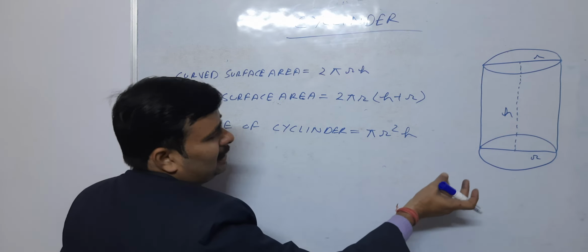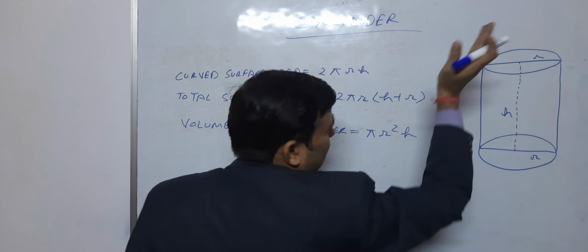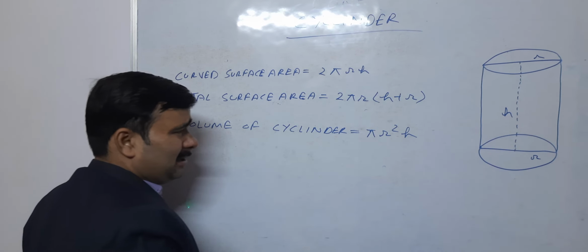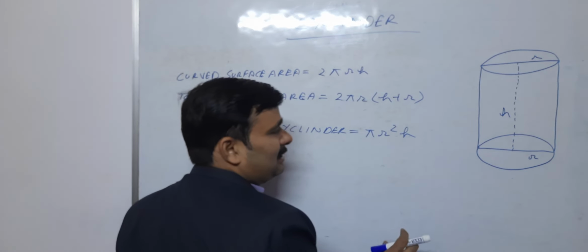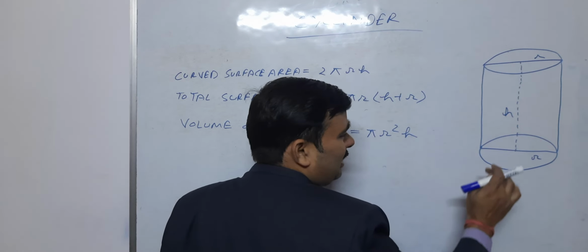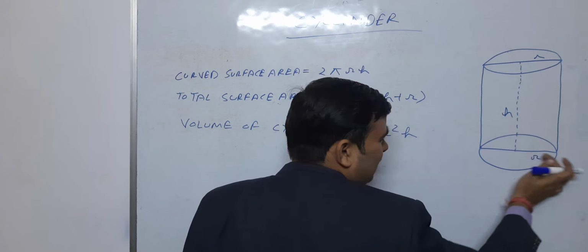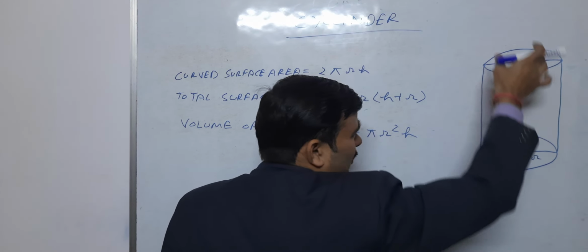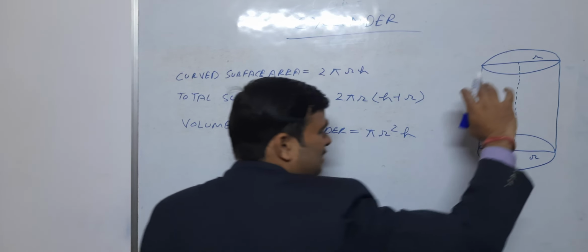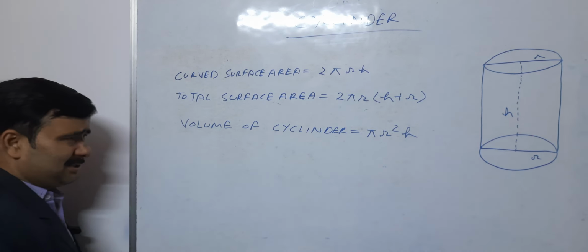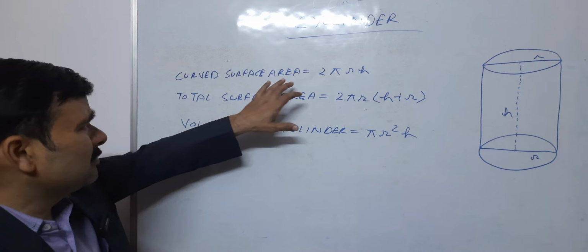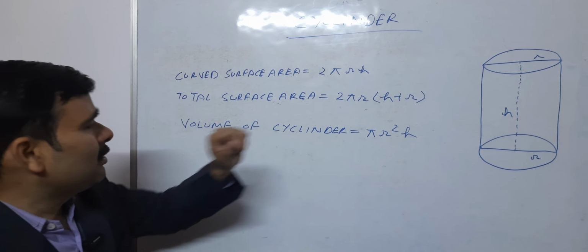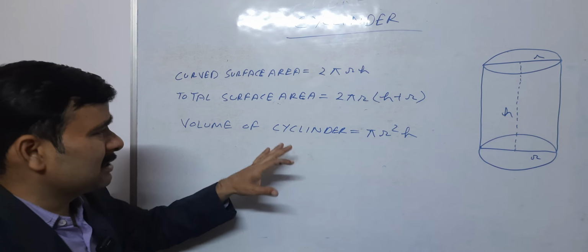As I told you, there is a lower part and an upper part. In the lower part there is a circle, and in the upper part there is a circle. Since there is a circle, there is a radius, denoted by r, and from the upper circle to the lower circle there is a height, denoted by h. So these are the formulas of curved surface area of cylinder, total surface area of cylinder, and volume of cylinder. Now we will discuss one by one.